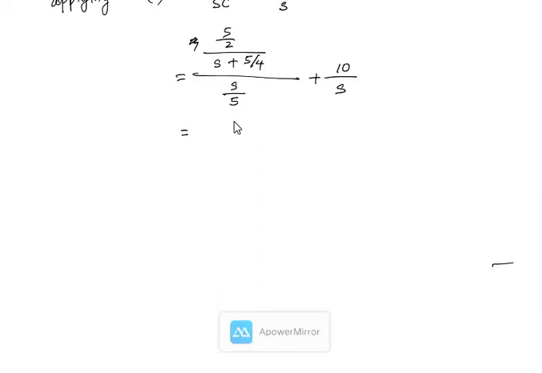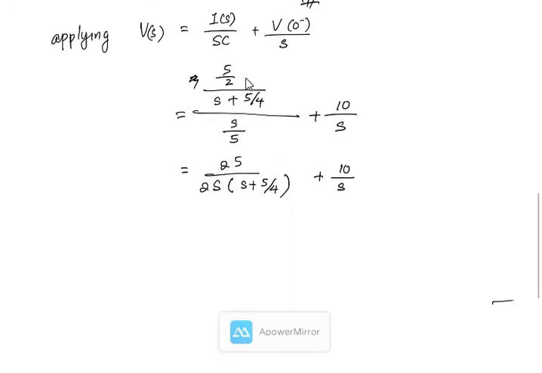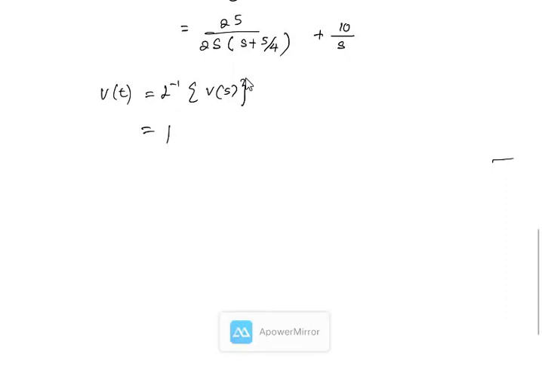So this is equivalent to 25 over 2S. We bring up the 5, so 5 times 5 is 25, and 2 times S is 2S, multiplied with S plus 5 over 4, plus 10 over S. So this is V(S). Now we can find v(t) by the inverse Laplace transform of V(S), which is equivalent to 25 divided by 2S times S plus 5 over 4, plus 10 over S.